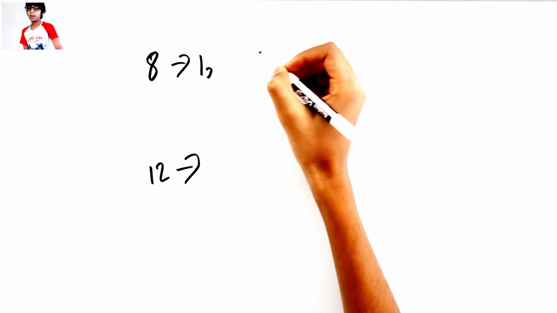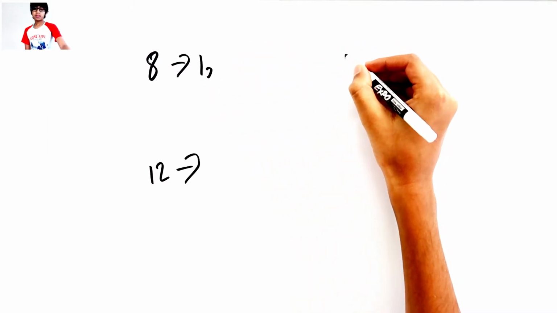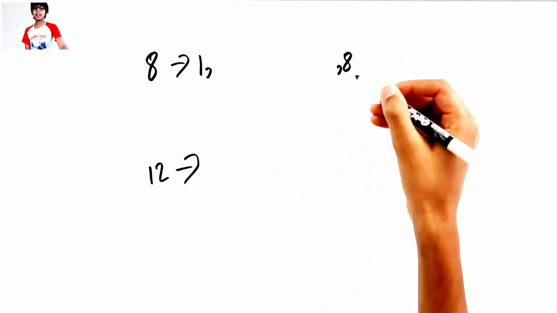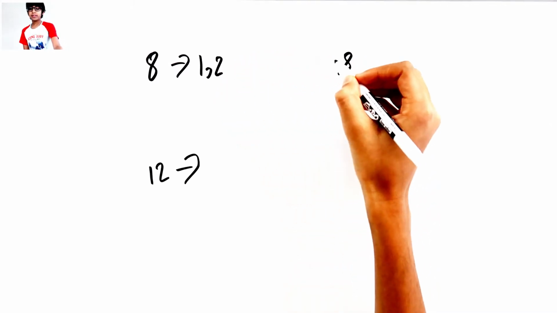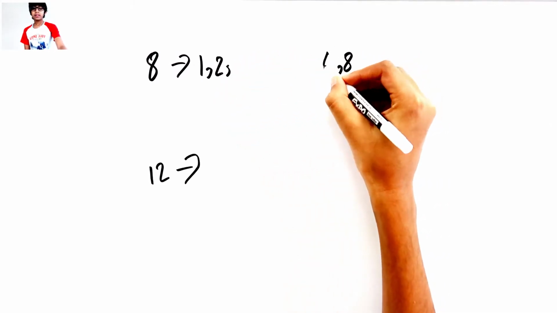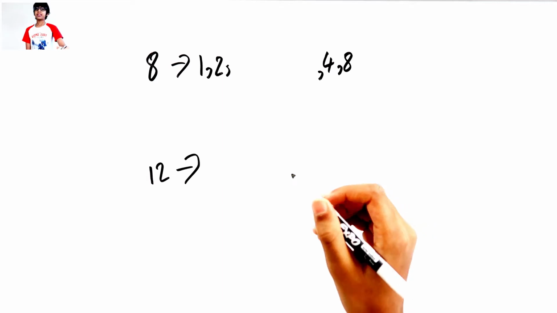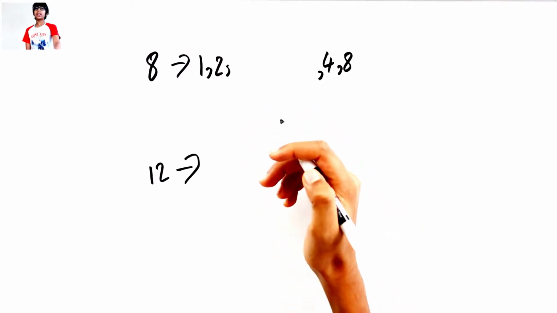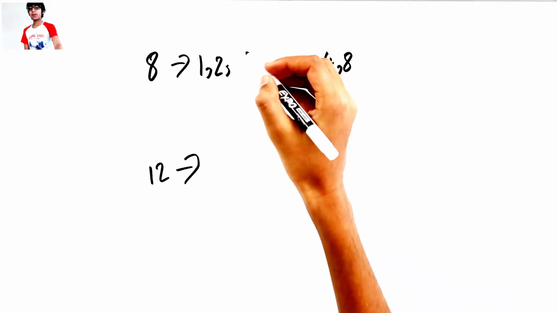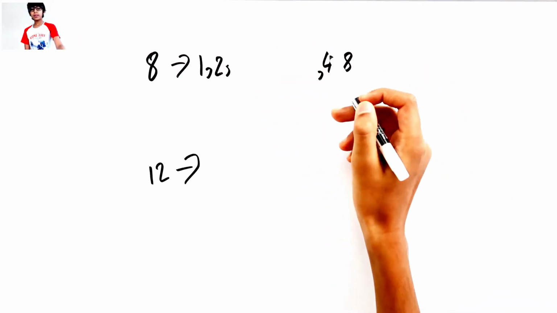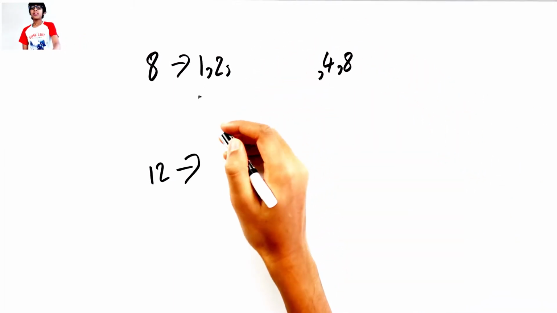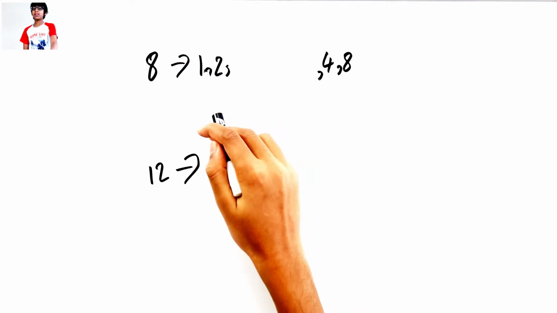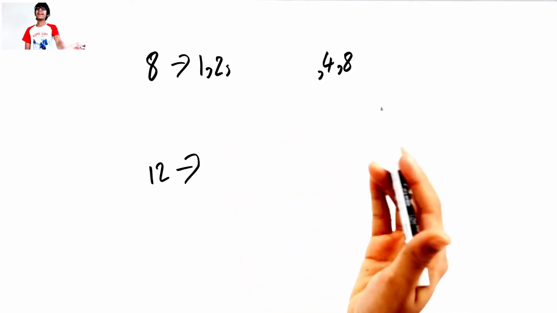Now let's write the factors of 8. So 1 times 8 is 8. 2 times 4 is 8. 3 times 3 doesn't really come. So now 4. We already used 4 here. The factors of 8 are 1, 2, 4, 8.